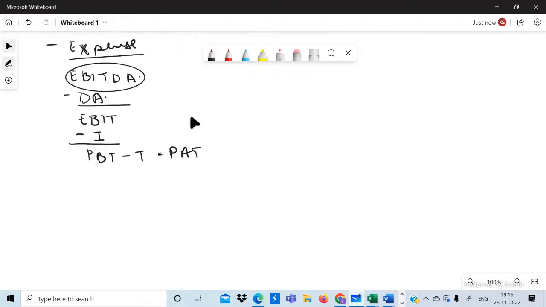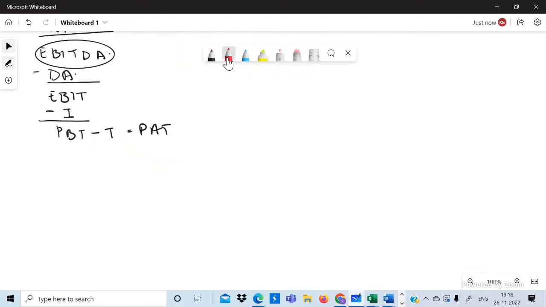Then let's look at the total asset turnover ratio. Total asset turnover ratio is nothing but sales, but instead of dividing it by the fixed assets, I will divide it by the total of the assets, which means I'll divide it by fixed assets as well as current assets.